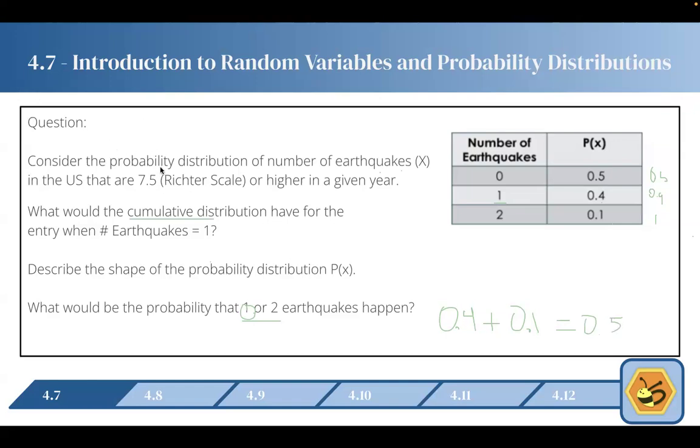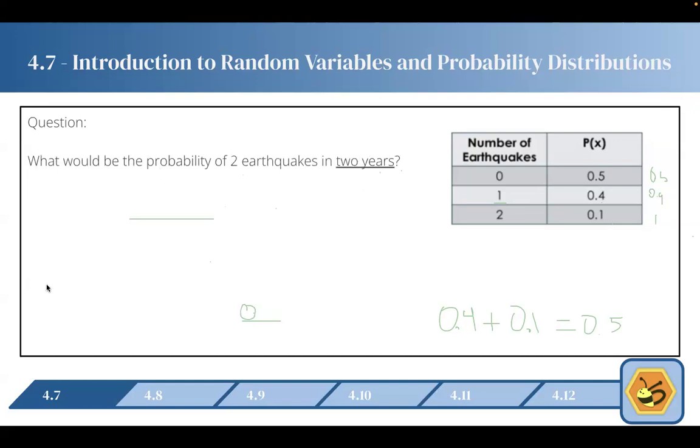Great. So let us now look at a more fun problem. This is more of something that you might see on an AP exam. What would be the probability of two earthquakes in 2 years? Remember, this is the probability distribution for 1 year, so what we need to look at is a probability distribution for 2 years now. Was this a geometric distribution? Not quite. All we're looking at right now is a probability distribution. But later we'll look at geometric distributions. For now, we need to figure out what two earthquakes in 2 years is.